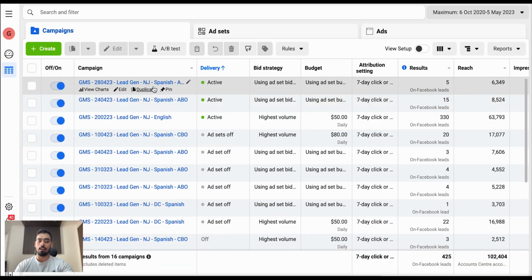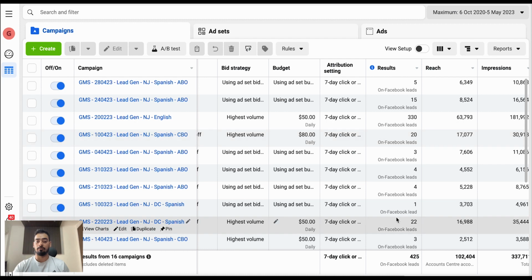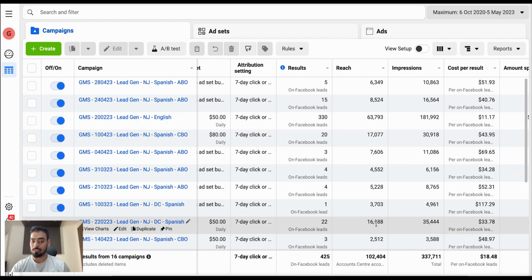So you can see this is our ad account, and this is the client that we've been working with for the last 3 months since January, and we are giving him fantastic results. As you can see, some of the campaigns are really doing good. We have produced a total of 425 leads, and reach is really good.